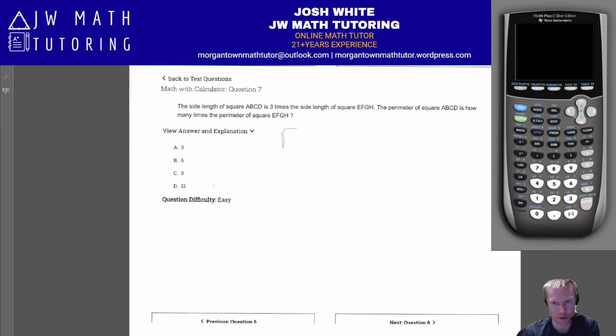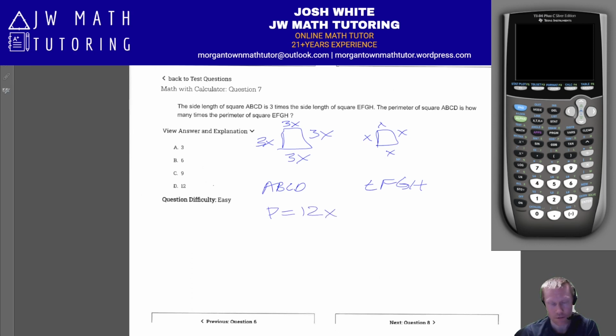Okay, so for example, let's say this is 3x, 3x, 3x. This is square ABCD here. And then for EFGH, these would just be x. So notice the perimeter for the first one. If we just add up all the sides, we get 12x. Or you could just take one side and multiply it by 4. That's the shortcut formula for a square. Perimeter is 4 times s. Same thing for the smaller one. It's just going to be 4x, or x plus x plus x plus x.